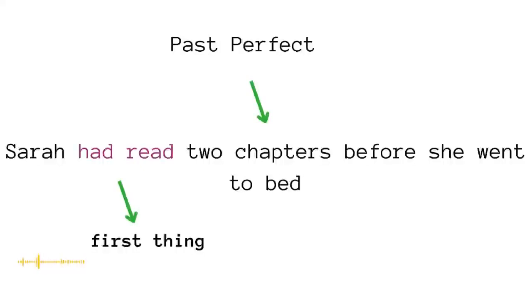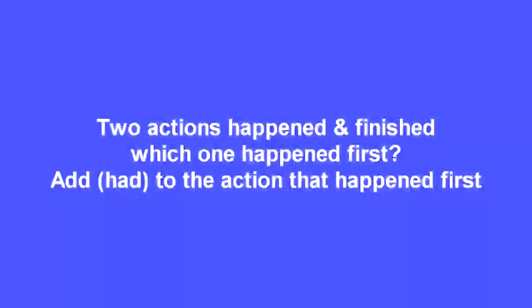Alright? So this is how you can use had in sentences. Always ask yourself about the action that happened before the second one and then use had with it.